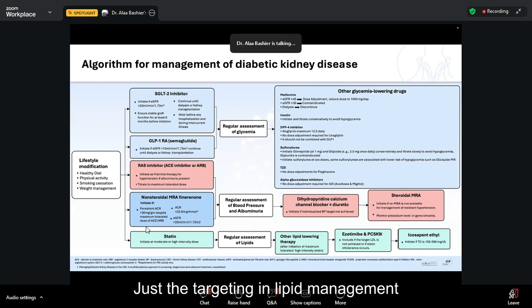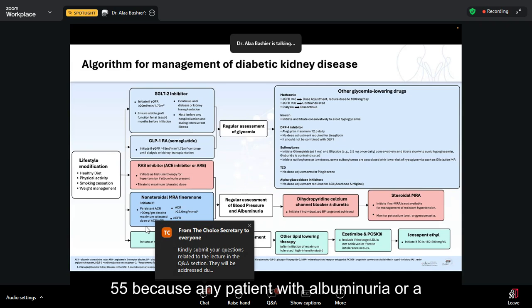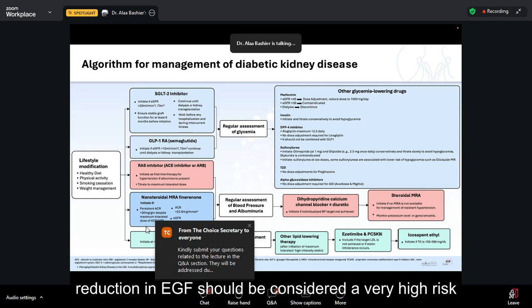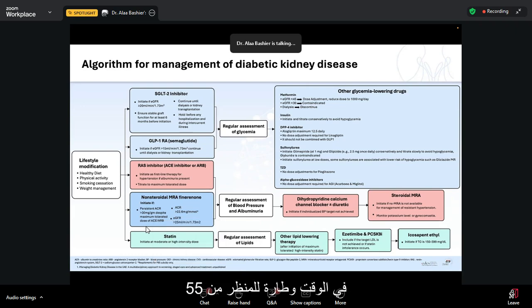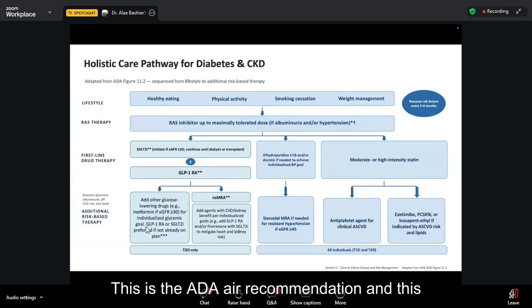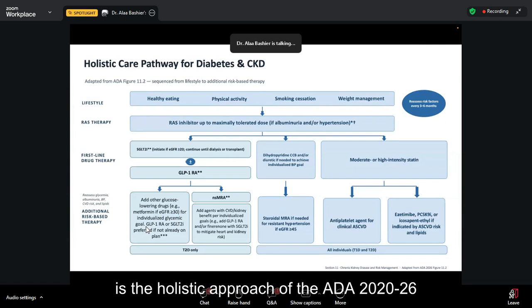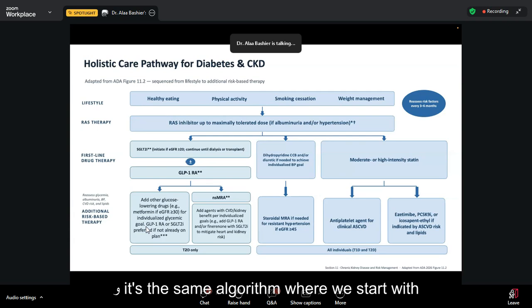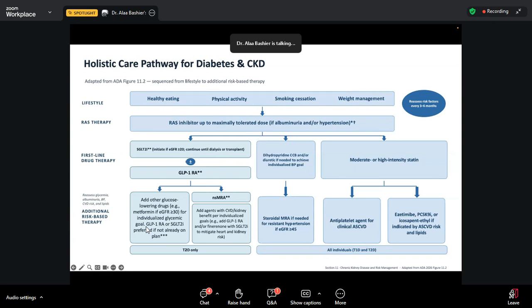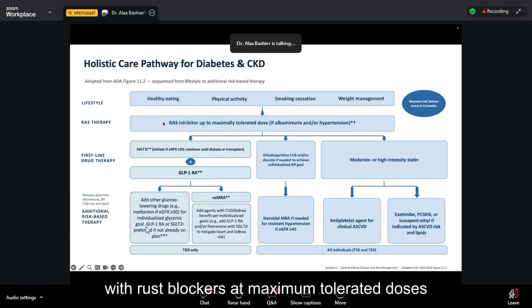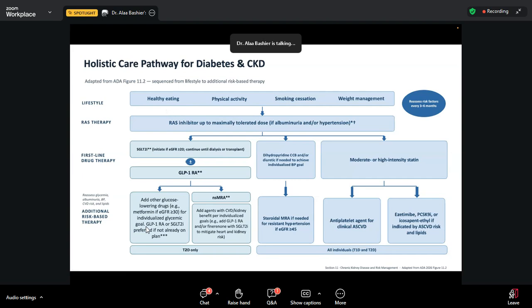Just the target in lipid management in patients with diabetes is below 55, because any patient with albuminuria or a reduction in eGFR should be considered a very high risk individual, and the target for LDL should be less than 55. This is the ADA recommendation, and this is the holistic approach of the ADA 2026. And it follows the same algorithm, where we start with healthy eating, physical activity, smoking cessation, weight management, and we need to start with RAS blockers at maximally tolerated doses.